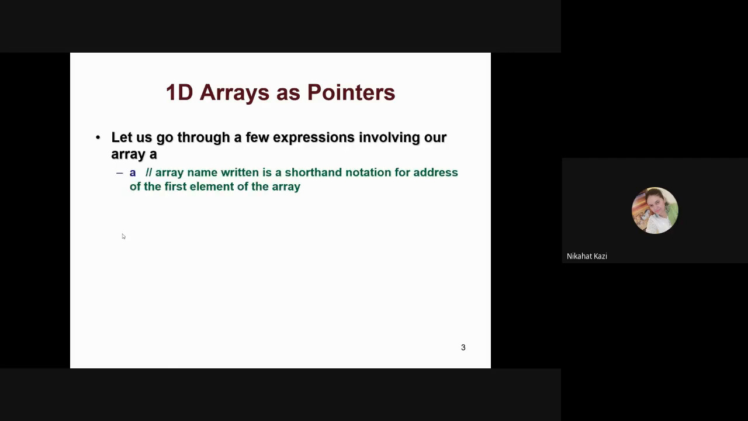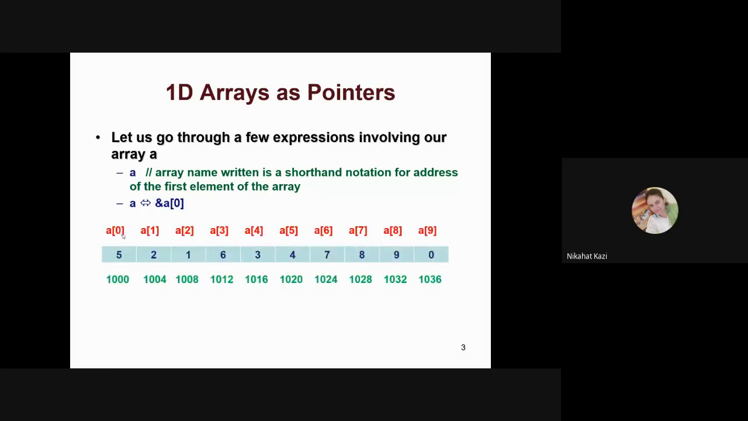When I write the name of the array, A was my array, now I'm writing the name of the array as it is, A. The array name is a shorthand notation for the address of the first element of the array. That means this expression is the same as address of A of 0. Everyone knows about this, right? So this expression, address of A of 0 or A, is going to give me 1000 in this case. When I try to print this out, it's going to give me 1000, the address of the first element of the array.